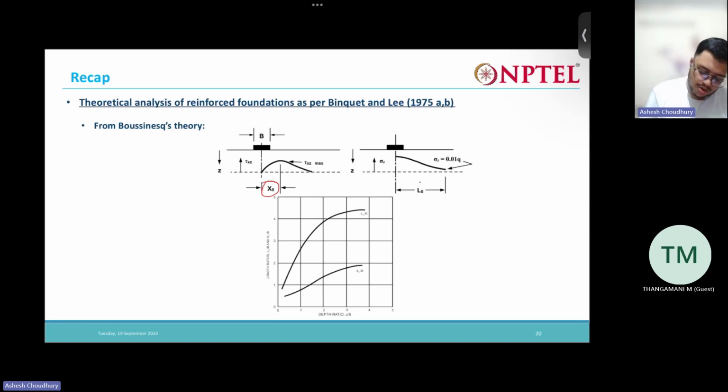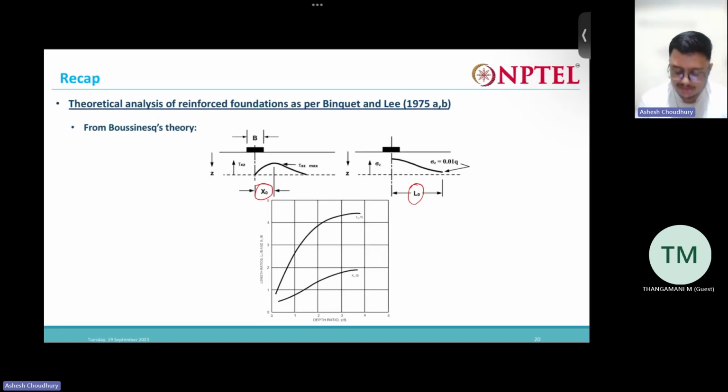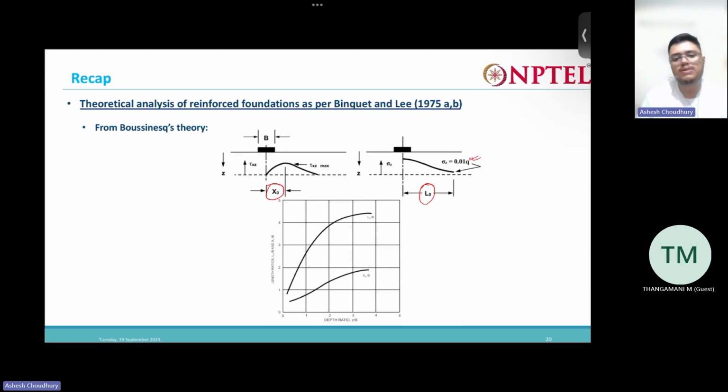And one more term we can see here, L naught. L naught is the distance from the center line, at any level, where the vertical stress reduces to 1% of the applied stresses. This 1% is considered because it won't affect the straining of the reinforcement in any way. So that distance L naught is actually considered: the lateral distance from the center line where the vertical stress reduces to 1% of Q.